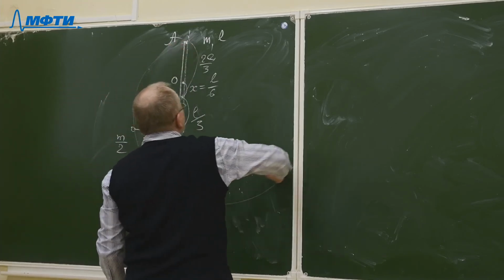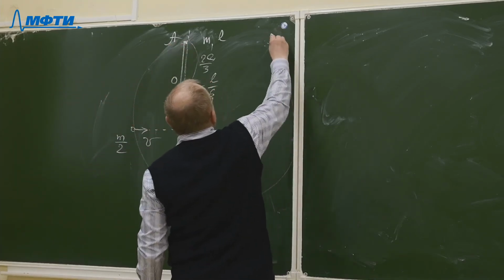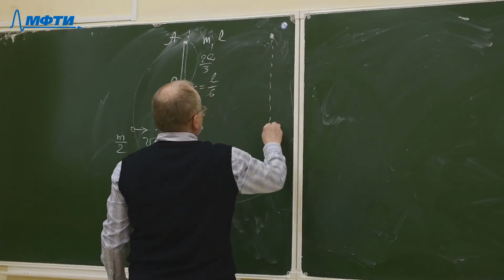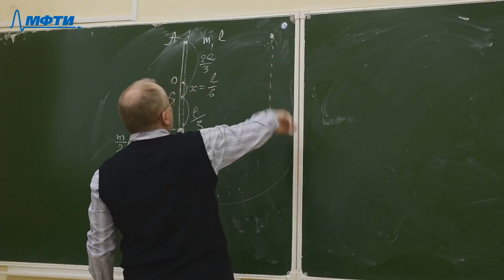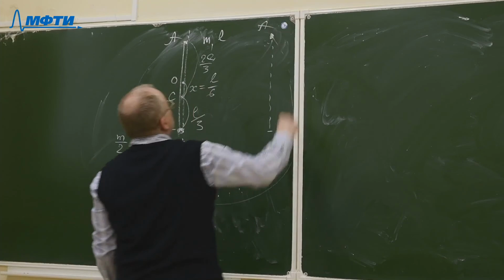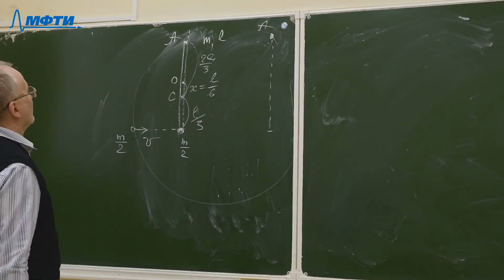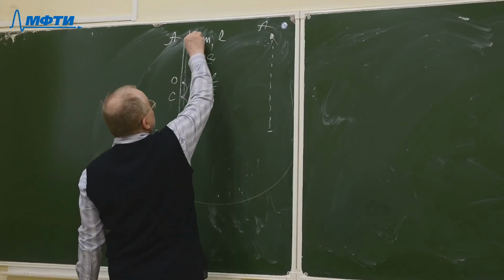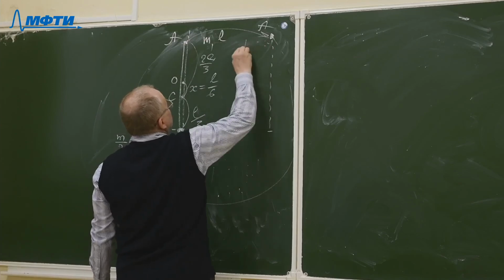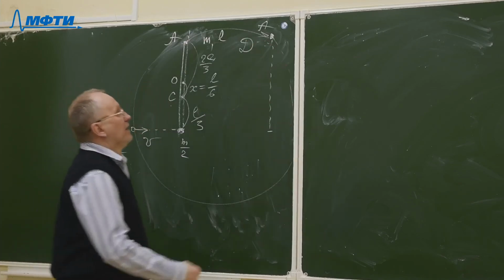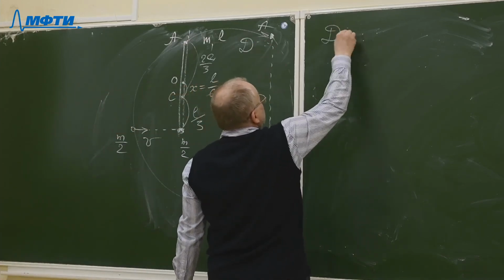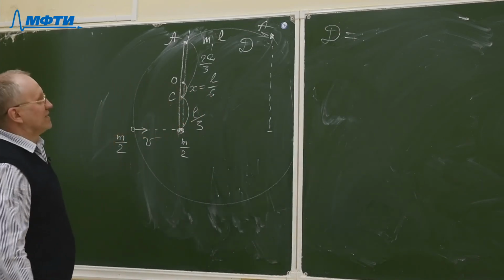The trajectory may be something like that. But finally, when the rod makes a total complete turn, the point A will come here, and we need to find the displacement. The displacement, this distance, let it be d. So what is this distance? What do we need to calculate this distance?